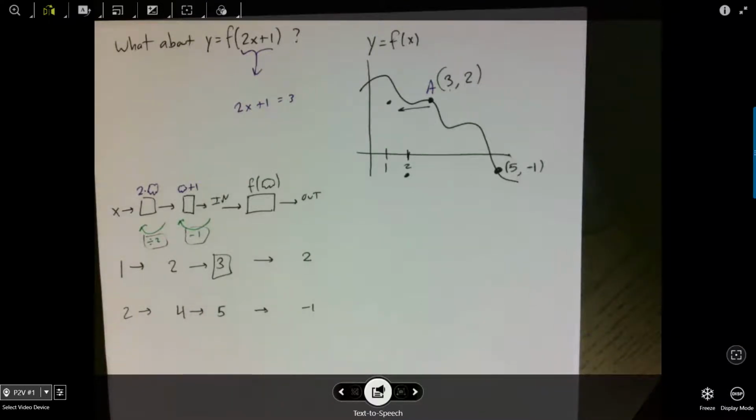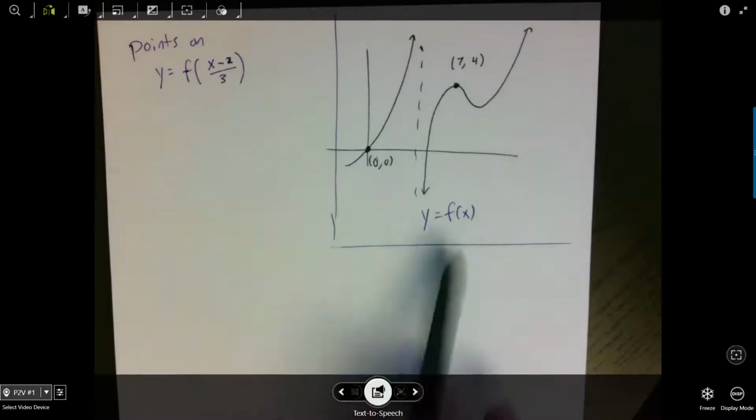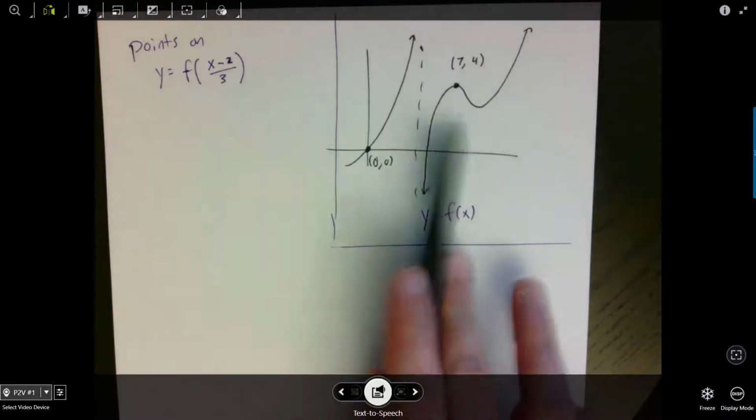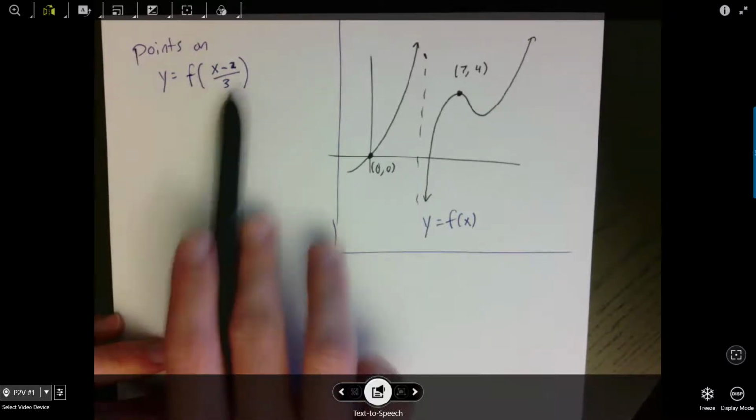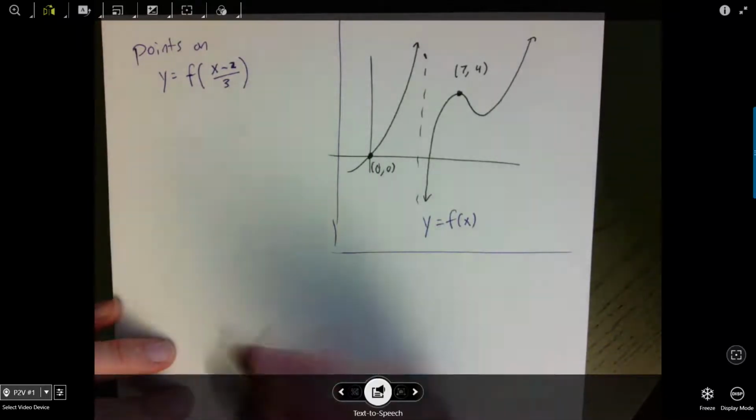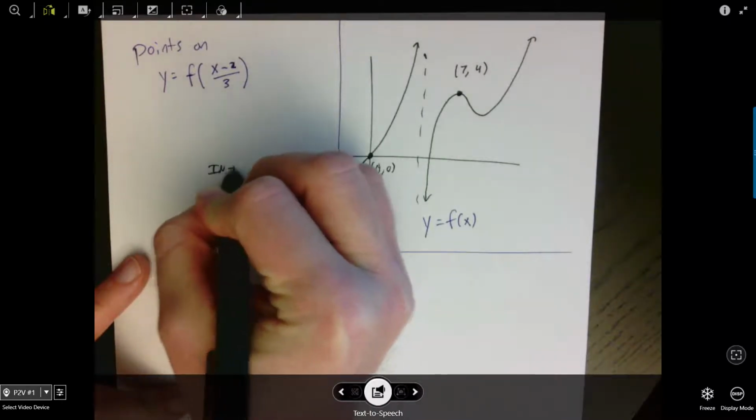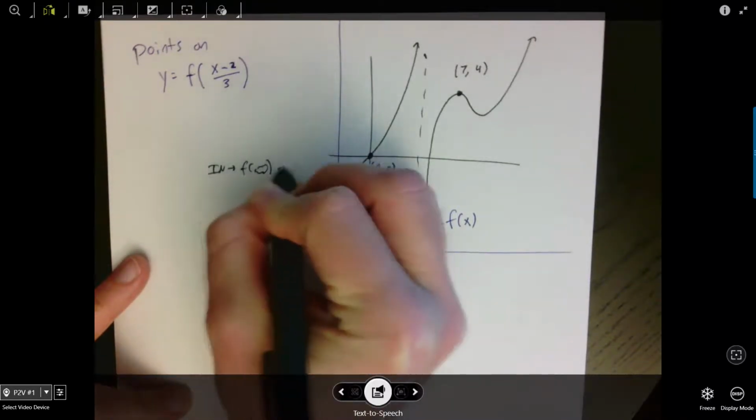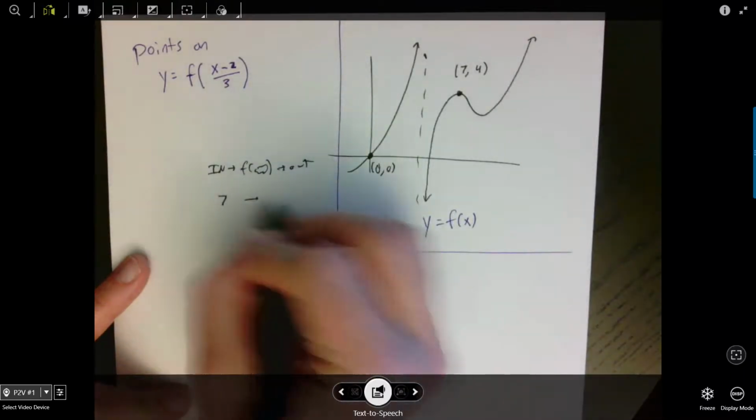That might have seemed like a lot of talking, but look at how fast this is to apply without all the talk. Here's kind of a similar problem. I've got y equals f of x with 2 points on it. What if I wanted to graph the transformation f of (x minus 2) over 3? Well, let's have our input to the f function. We've got 7 has an output of 4.